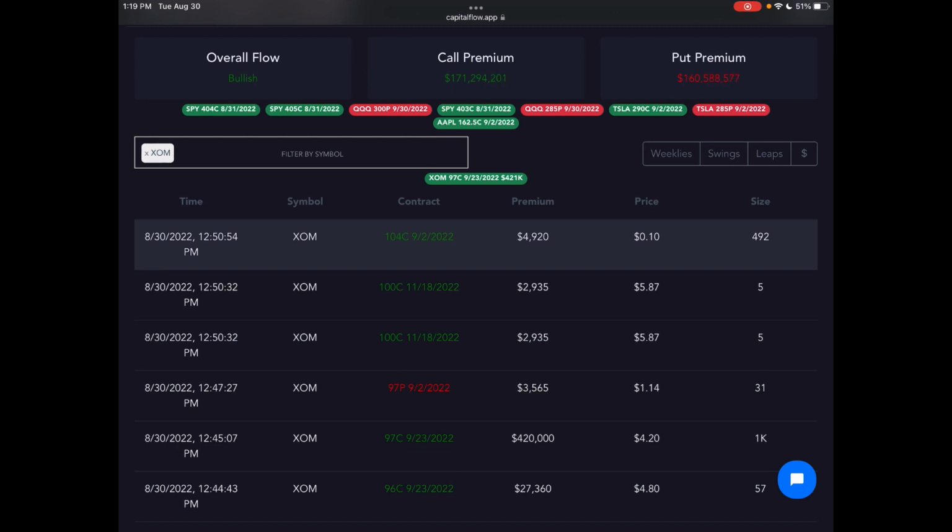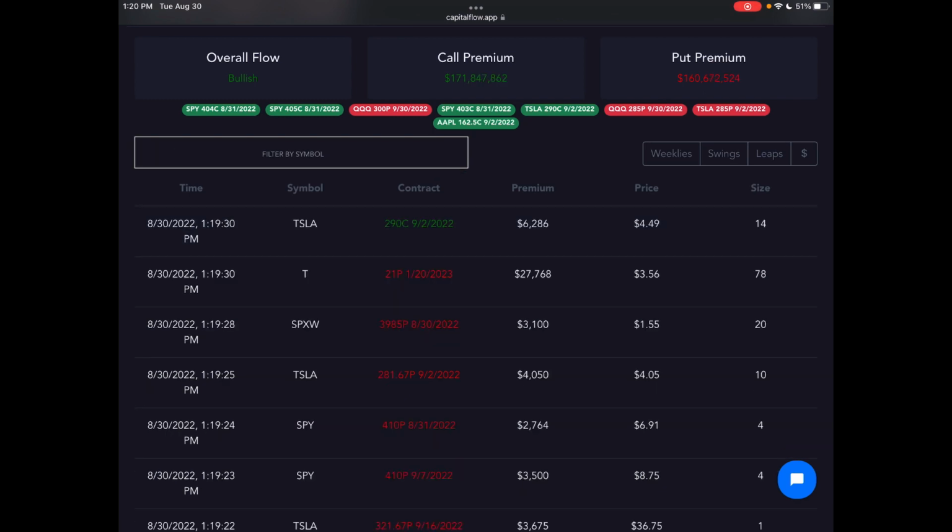They bought the 104 call that expires on 9/2/2022. They paid $4,920 for the order. The price of the contract was 10 cents. They bought 492 contracts. So that's how the columns work. Pretty straightforward. It gives you all the information you need to know about the order, right?